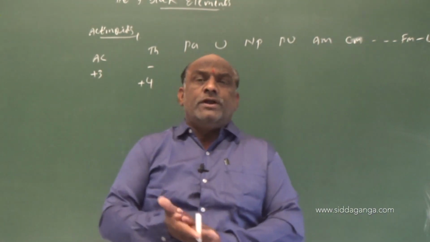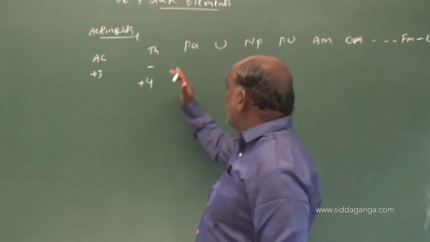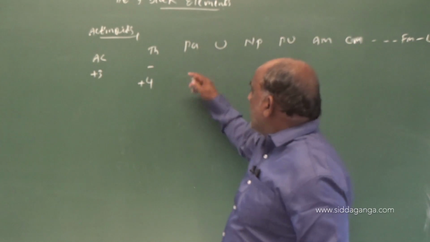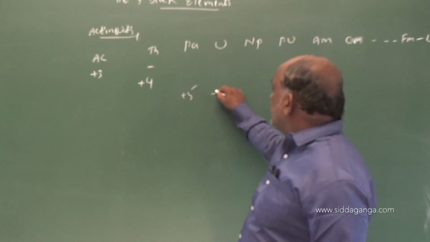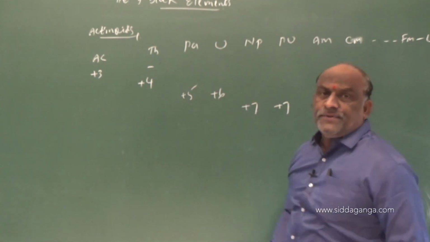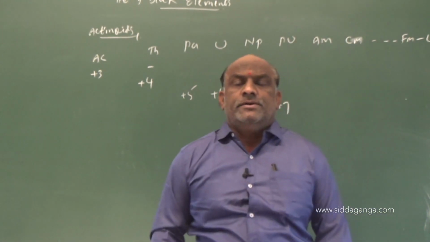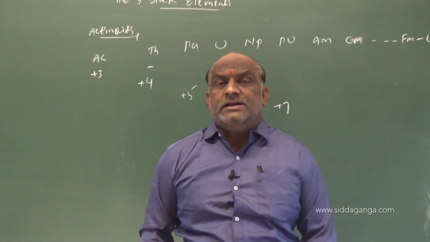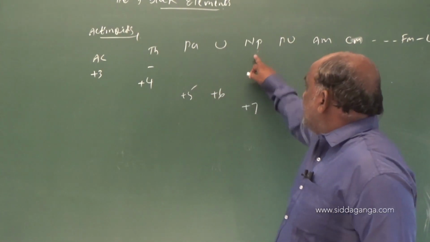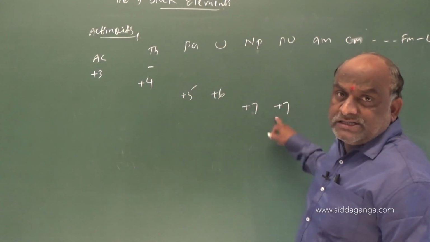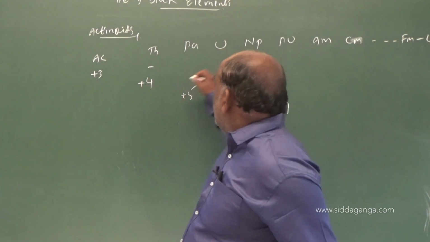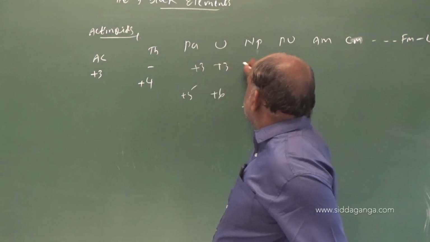In total 14 elements are there, and going from left to right, thorium is plus 4, protactinium plus 5, uranium plus 6, neptunium plus 7, plutonium plus 7. The maximum oxidation state in actinides is plus 7, shown by neptunium and plutonium, but the stable oxidation state of actinides is plus 3. All have plus 3 as a stable oxidation state.